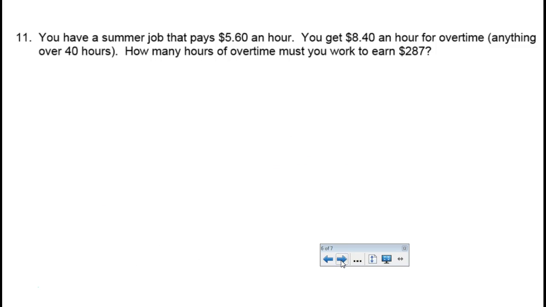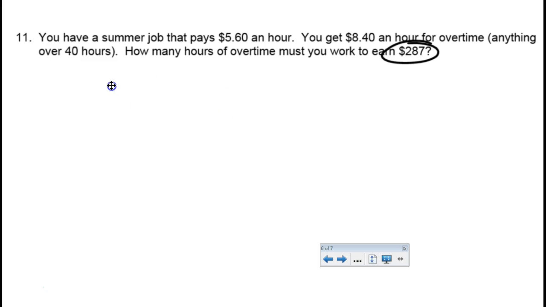All right, you have a summer job. Oh boy, I should have updated this question. $5.60 an hour. That is not good. All right, so let's say you get $8.40 if you start working overtime, but that's only for the overtime hours, right? How much overtime must you work in order to earn a total pay of $287?